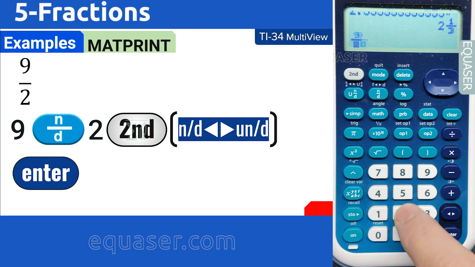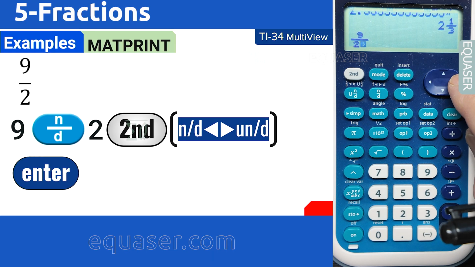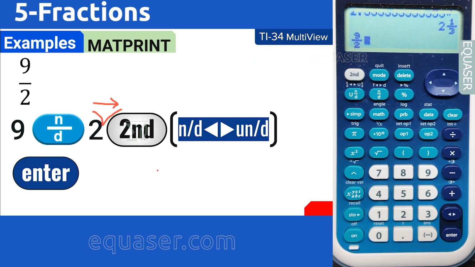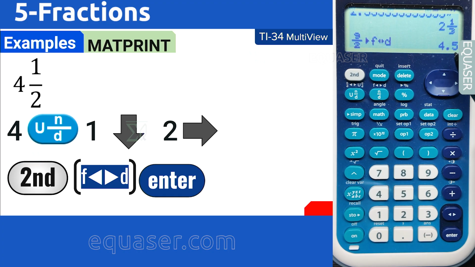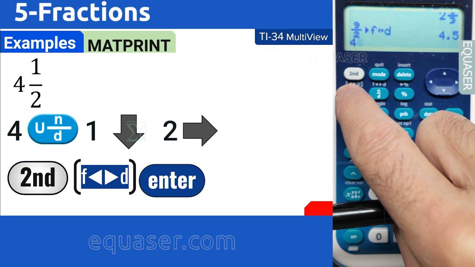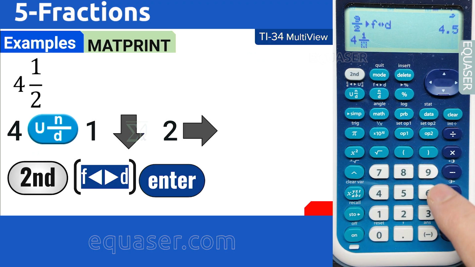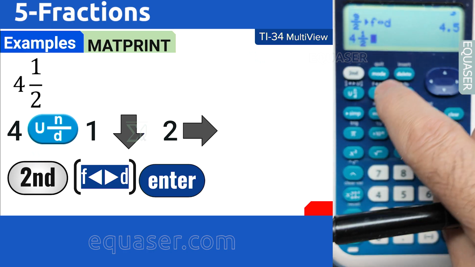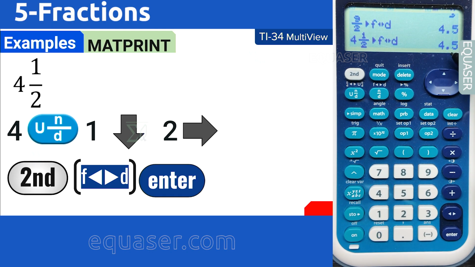9/2, and go to the right. Here you must go to the right, otherwise you get an error. So you do that, and then to this feature, second function f and d, enter. It is simplified like that. The same way 4, and then 1, come down over 2 to the right, second function f and d, it is simplified like that.